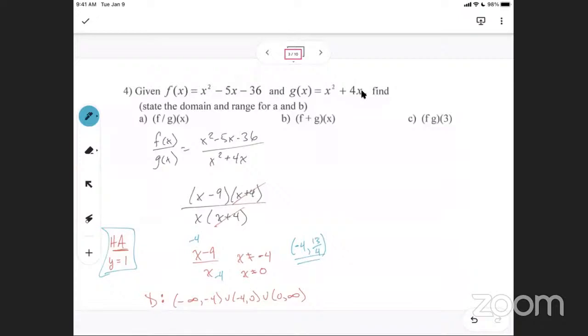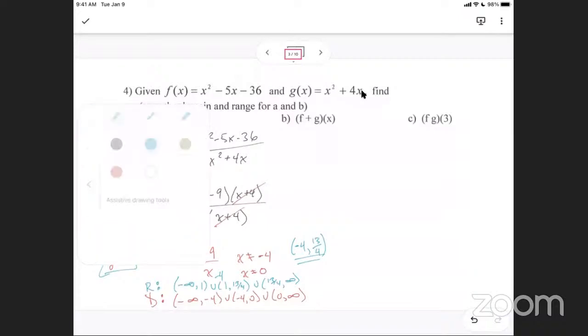So the range for this one is going to be from -infinity to 1, union from 1 to 13/4, union from 13/4 to infinity. Okay, good. Yeah. That's actually the hardest one of all of them.